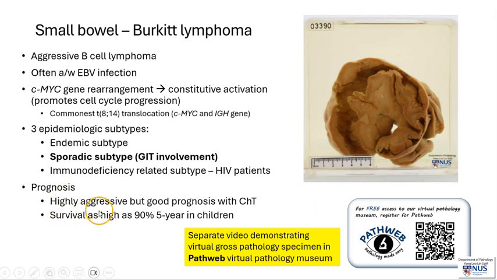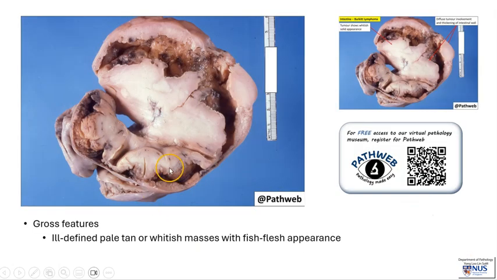Burkitt lymphoma is a highly aggressive lymphoma, but it generally has a good prognosis, particularly in developed countries, because it is very sensitive to chemotherapy, and survival can be as high as 90% in children at the 5-year mark. Grossly, we will see an ill-defined pale tan mass which expands the wall of the small bowel, and this has a very homogeneous or so-called fish flesh appearance.